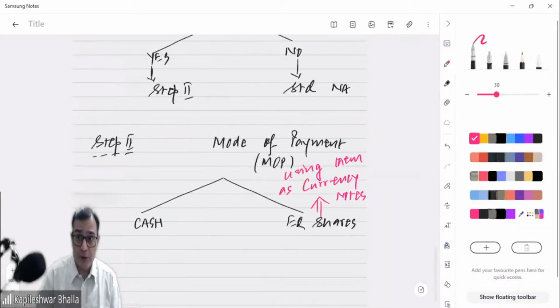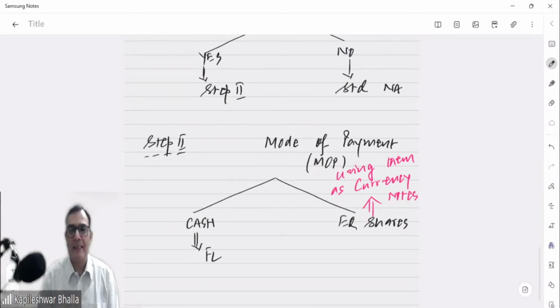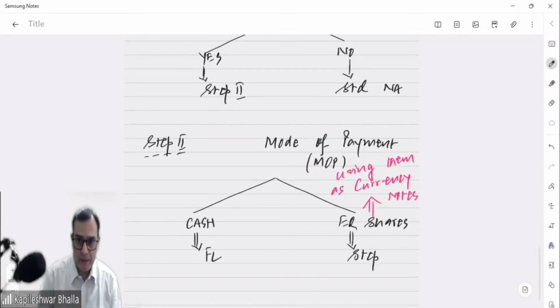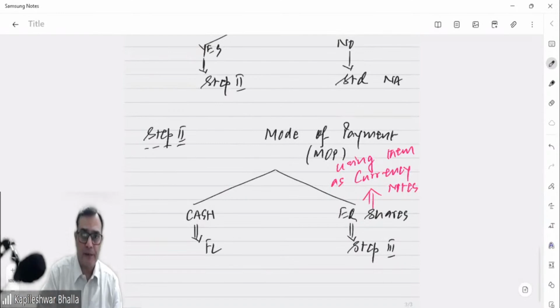Now, in a situation where the mode of payment is cash, we're going to call it a financial liability. So don't worry, the logic is going to come soon. Let me finish with the steps, then I'll give you the logic also, why it is called a financial liability. And if the mode of payment is equity shares, then I'm going to go to step number 3. Isn't that pretty easy? So we are looking at contractual obligation, step 1. We're looking at the mode of payment, step 2. Now let's have a look at step number 3.